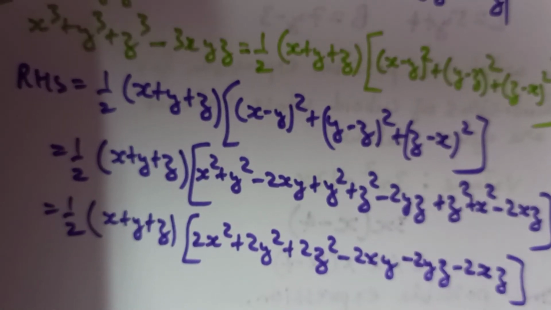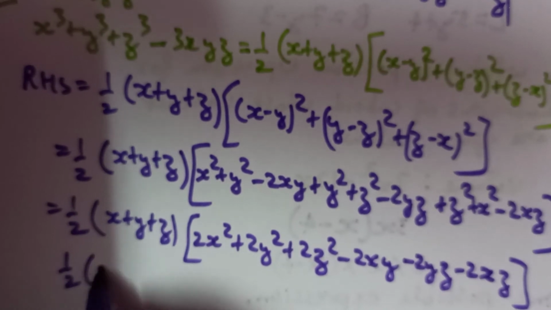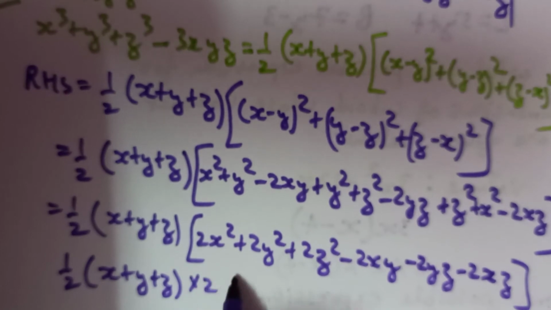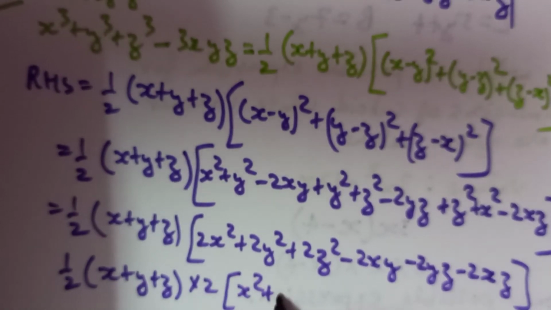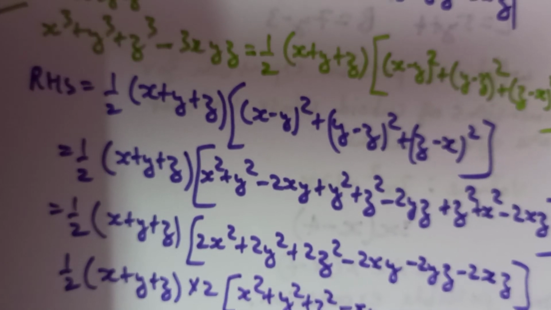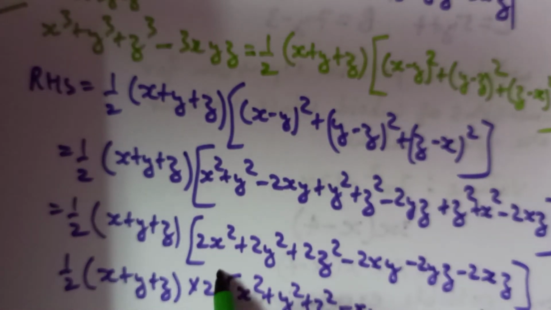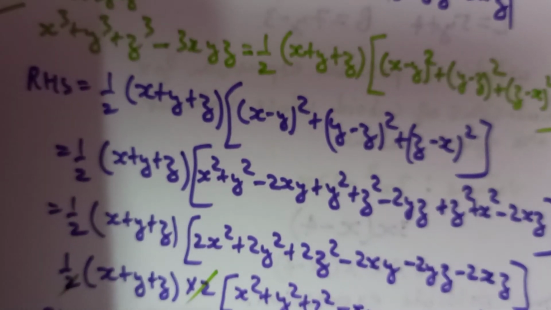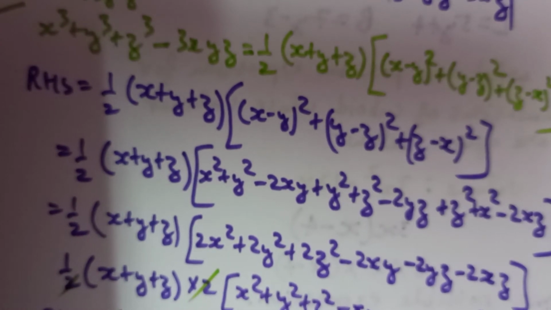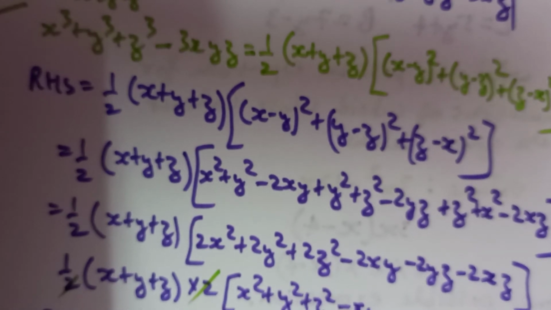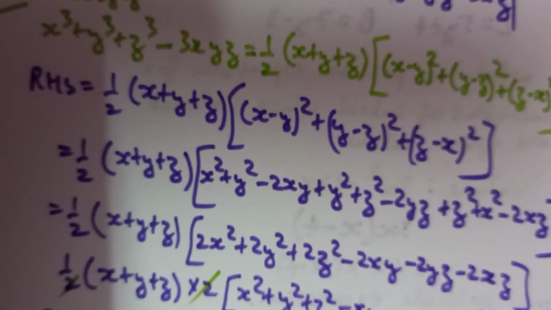So we can take this 2 out of the bracket, that is 1 by 2 within bracket x plus y plus z, and 2 will be taken out within bracket x square plus y square plus z square minus xy minus yz minus xz. So we can clearly see that this 2 and this 2 can be cancelled out. So we have got the value of RHS as (x plus y plus z) within bracket x square plus y square plus z square minus xy minus yz minus xz.